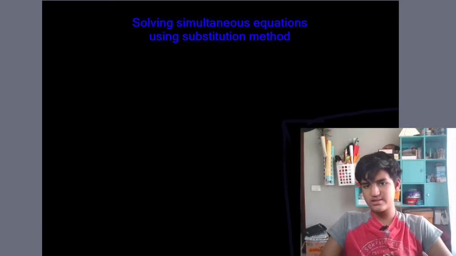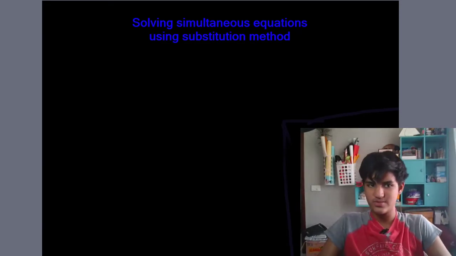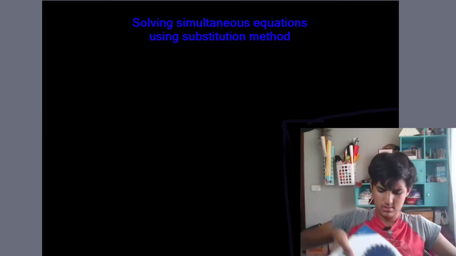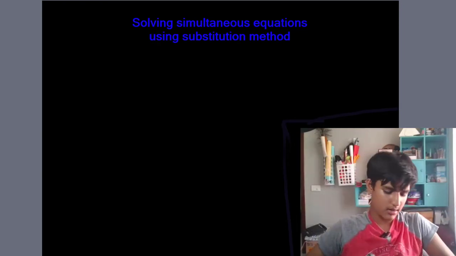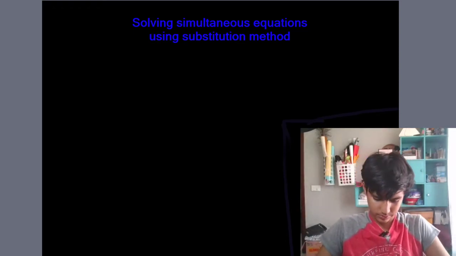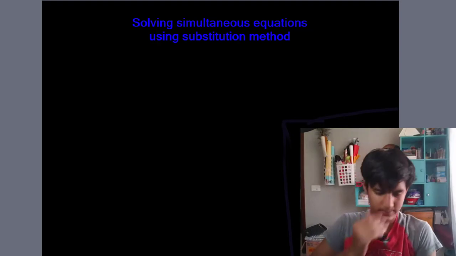Today I will be solving another simultaneous equation using the substitution method. The book I am going to be using is the Cambridge IGCSE and O Level Additional Maths course book. So let's get started. The question is question number 20 from exercise 2.1.